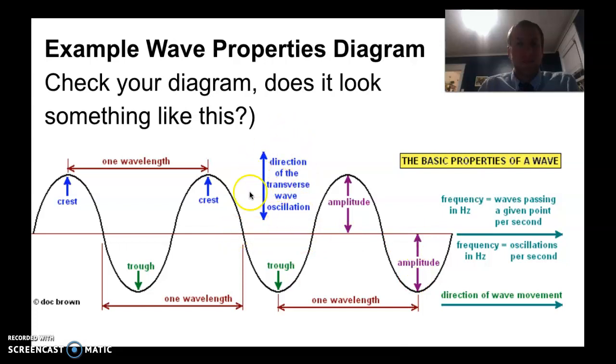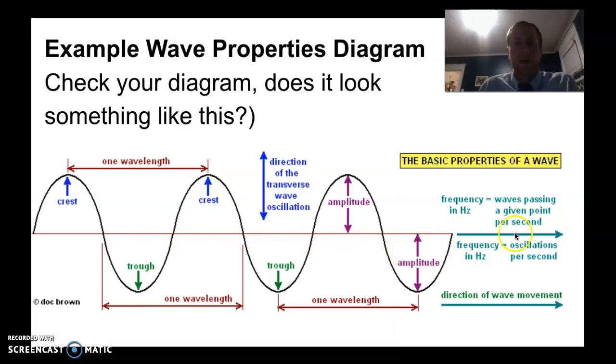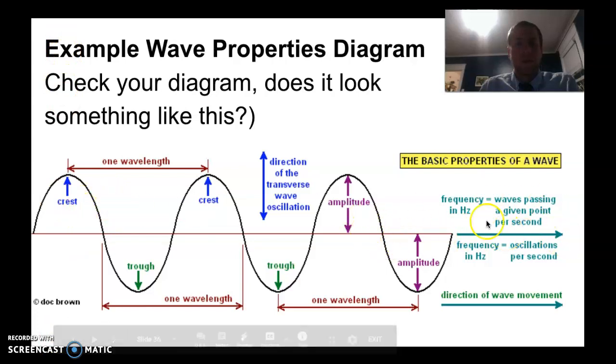You don't have to have this on your diagram, but it's important to remember this. It's an up and down motion that creates the motion in a direction. So say you pulled your rope up and then down, it would push the vibration or the wave out this way.